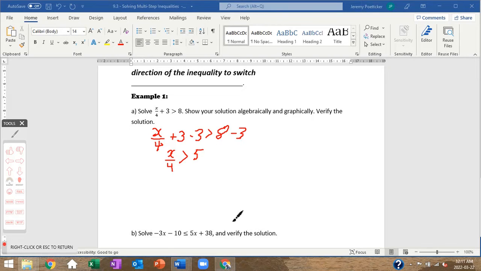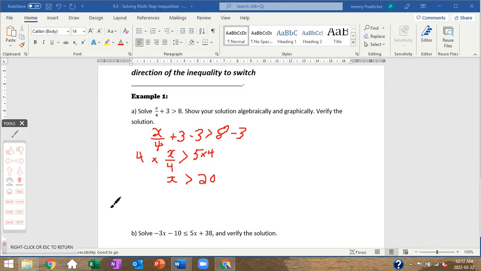Alright, so now I'm looking at, okay, how do I undo this bit? Well, I'm dividing x by 4, so the opposite of that is multiply by 4. So I'm going to multiply both sides by 4. And I'm left here with x is greater than 20. So to show this algebraically, there it is.